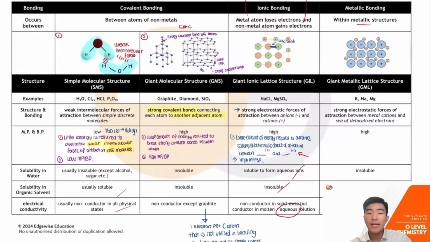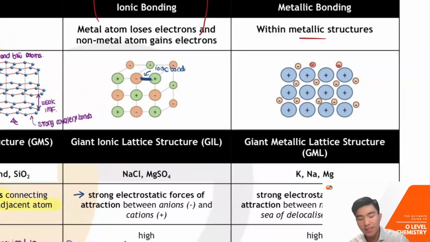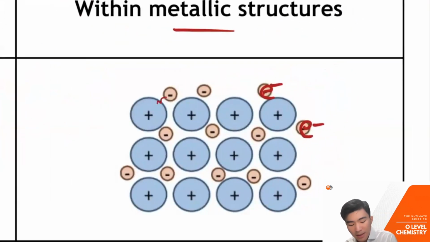Metallic bonding. Now, metallic bonding is within metal structures. All these negative charges that you see over here are all electrons. Basically, there is a giant lattice of positively charged metal ions as well as a sea of delocalized electrons. It is important for you to understand where the metallic bond lies. The metallic bond lies between the positive cation as well as the sea of delocalized electrons. This is the metallic bond.